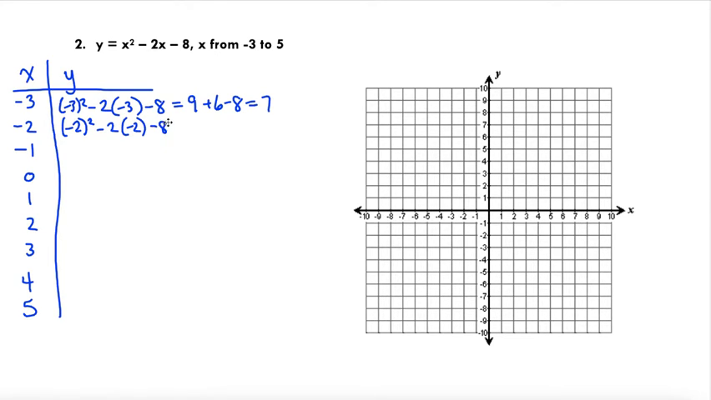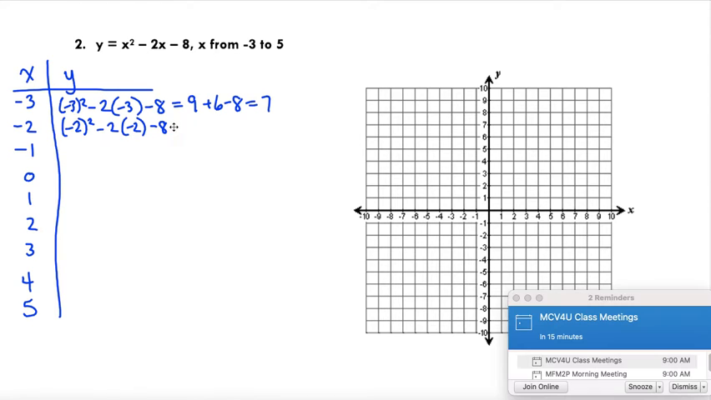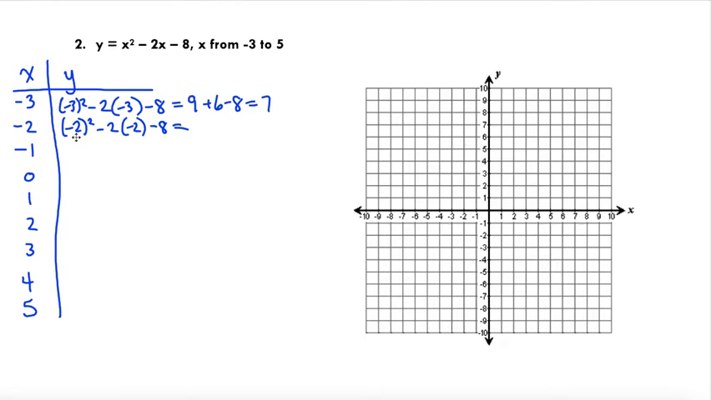Substitute in my value for x, which is negative 2 this time. Negative 2 squared is 4, plus 4, negative 2 times negative 2, and then minus 8. 4 plus 4 is 8. Take away 8 is 0. And then I'm going to go on to the next one.